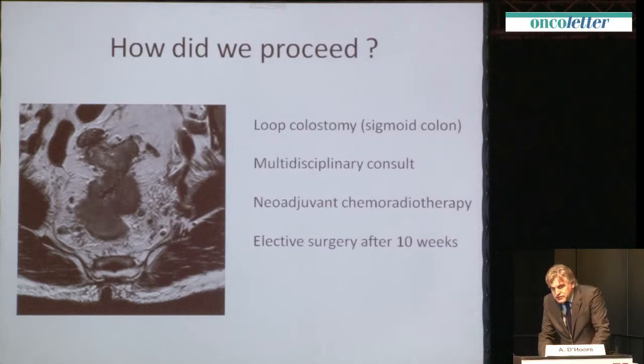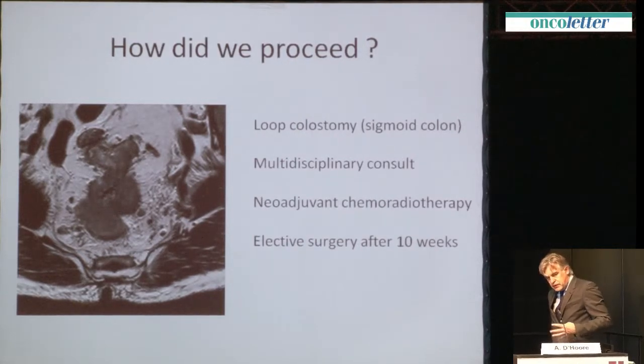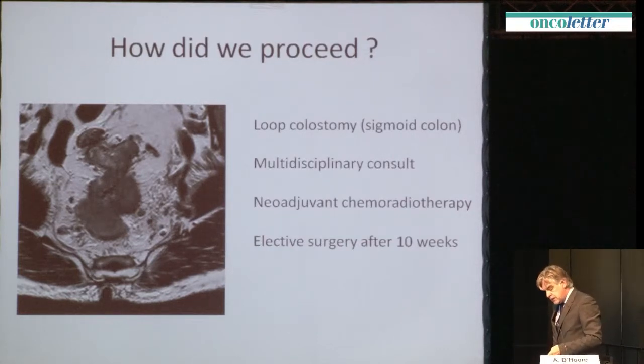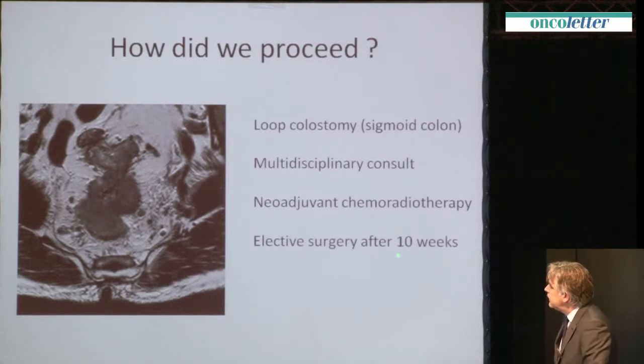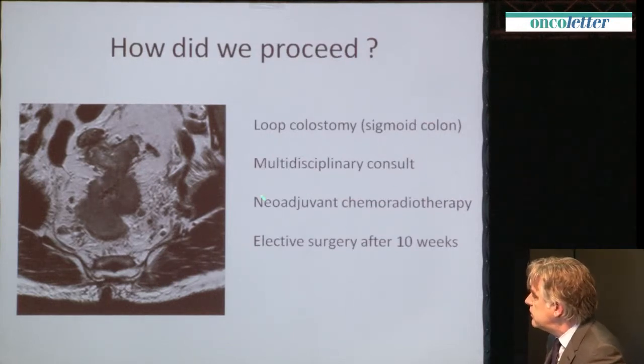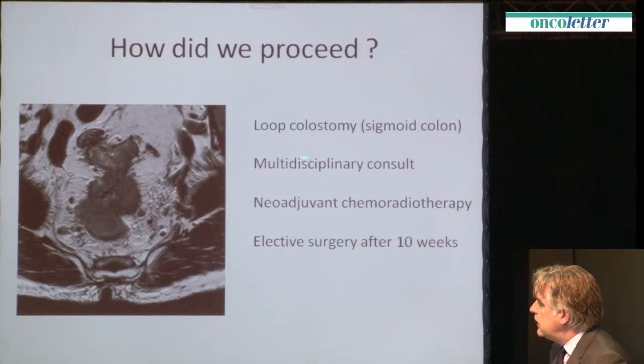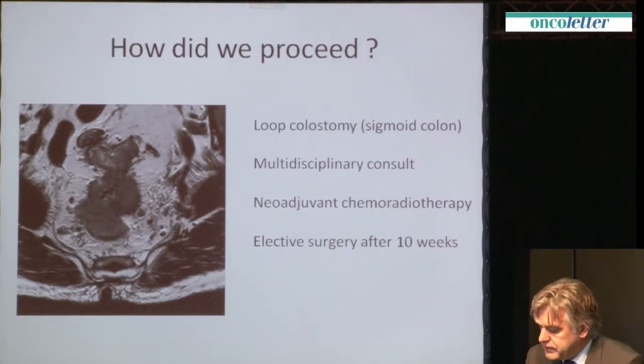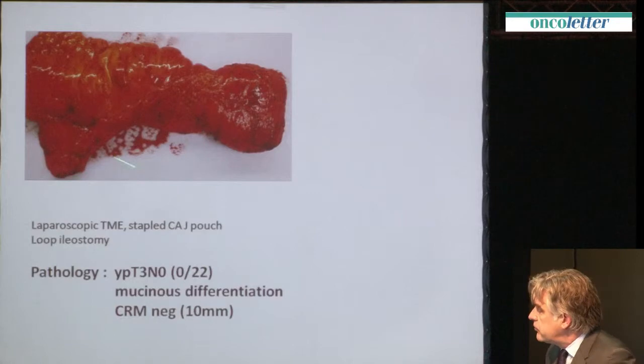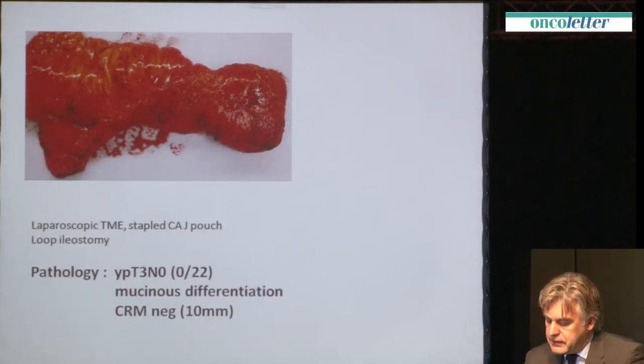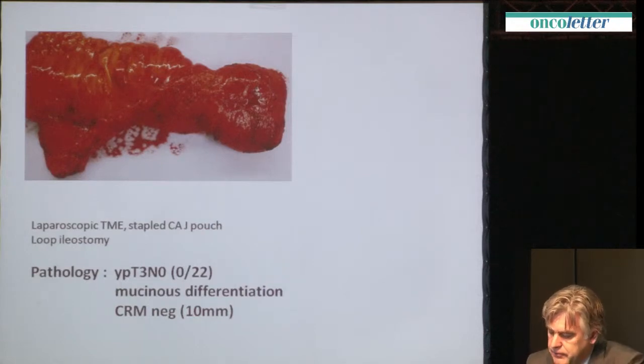How did we proceed in this patient? He got a loop colostomy on the sigmoid colon. We positioned the stoma so that he could have the radiotherapy on the belly board, so we measured that. He had a multidisciplinary consult, neoadjuvant chemoradiotherapy. He had elective surgery after 10 weeks. He had a laparoscopic TME, and this was his final pathology, and he has his loop ileostomy.